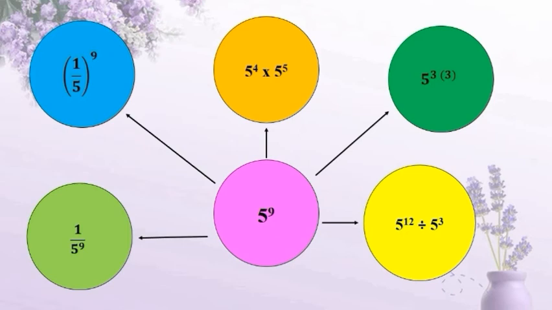The last one is the blue color. In the blue one, we get the answer 1 over 5 to the power of negative 9. So the answer is 5 to the power of 9. Did you get all these answers correct?